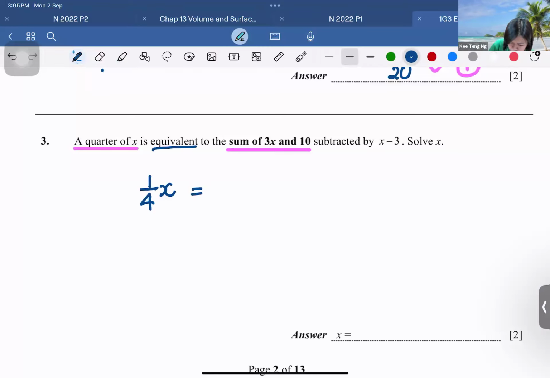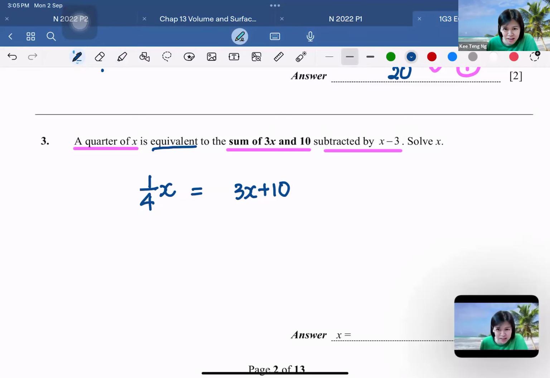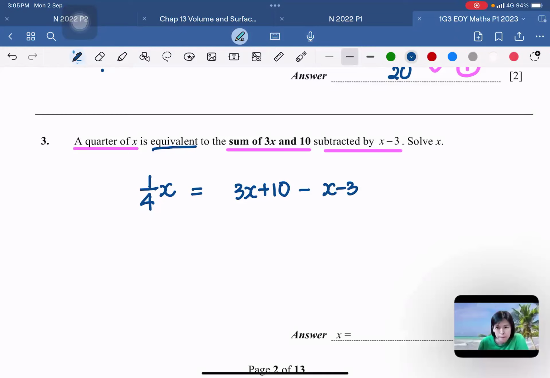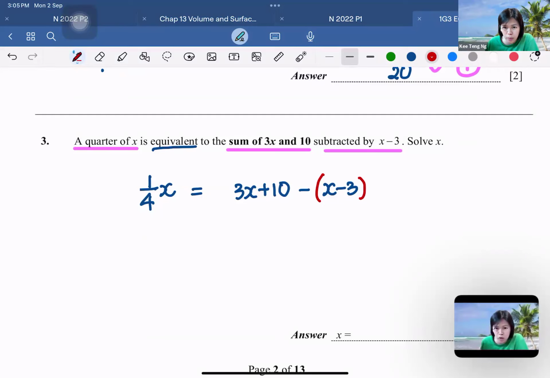sum of 3x and 10. So it means 3x plus 10. Where's my 10? My 10 disappeared. Then what does this mean? Subtracted by x minus 3. How do I write this subtracted by x minus 3? How am I going to write it to prevent careless mistakes? Am I going to just write negative and minus x minus 3? Is this correct? Bracket. Yes, I need to add a bracket. It's subtract the whole of x minus 3, right? So I need to put a bracket down there.